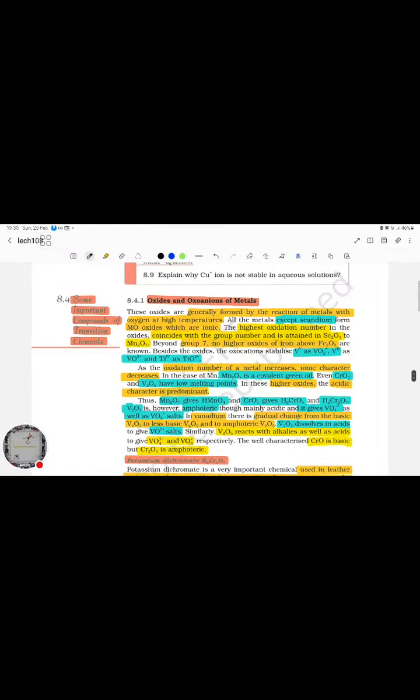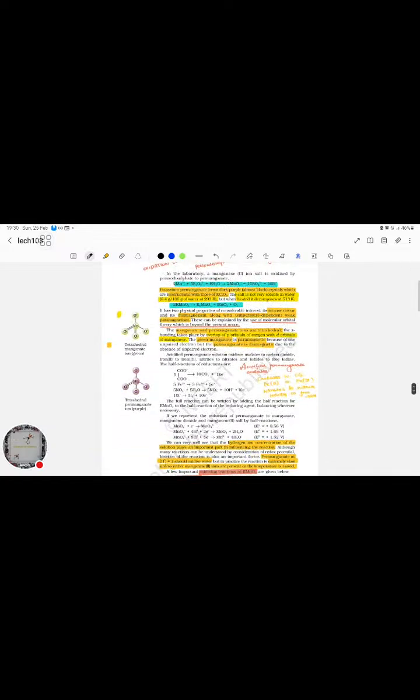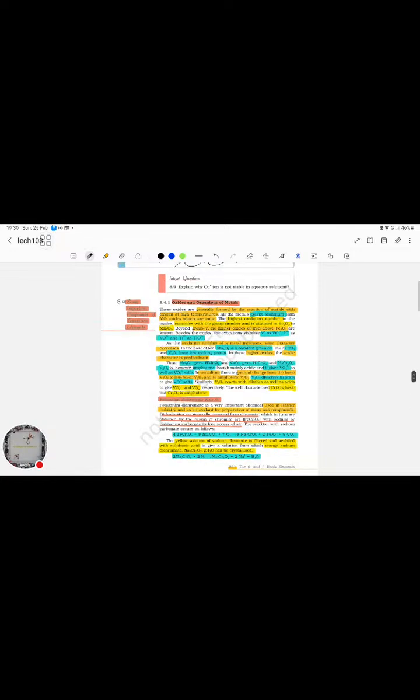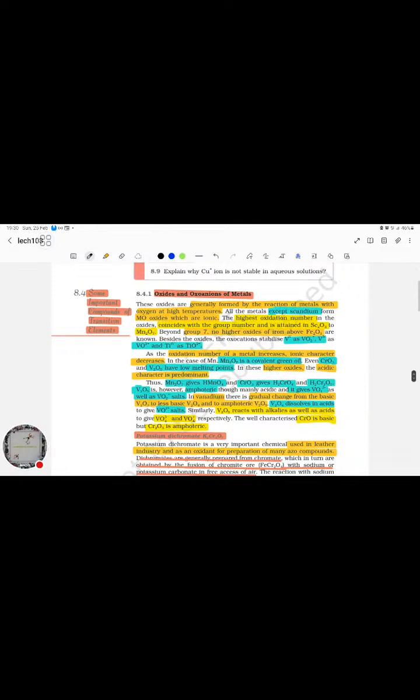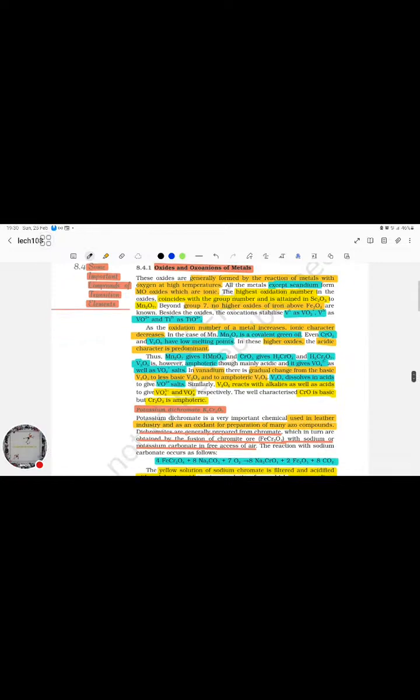Moving down, we have certain important compounds of transition elements. Now this is the important part where we'll have to remember a lot. We are entering into the important part of the chapter, the oxides and oxo anions of metals. Let me just check once what they have asked till now.